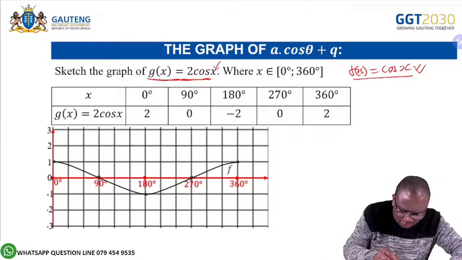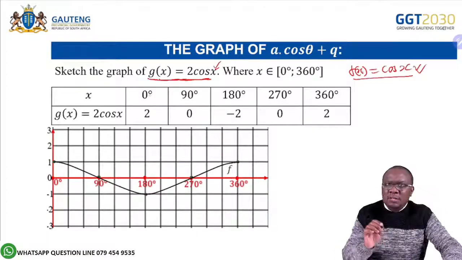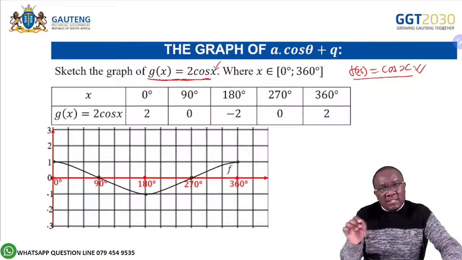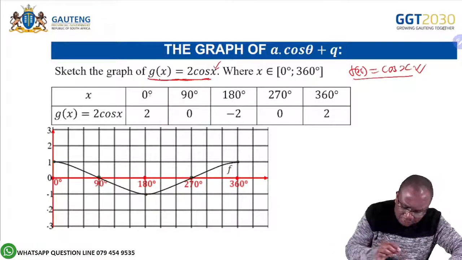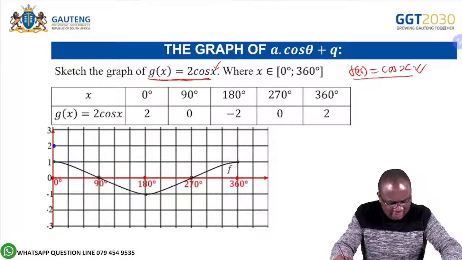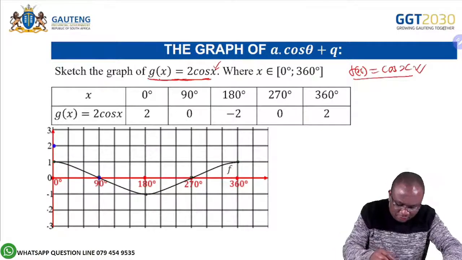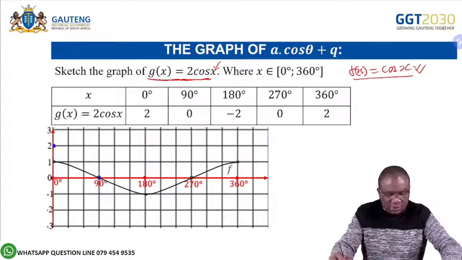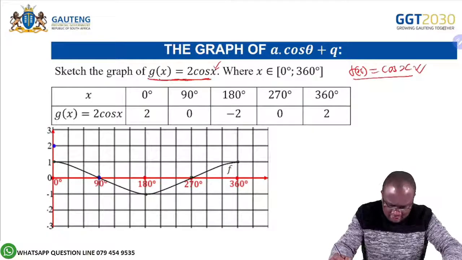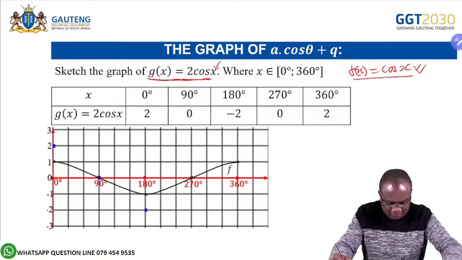0, 2. Now I assume that you know how to get your ordered pairs, isn't it? Your x and y. 0, 2, 90, 0, like that, okay? So 0, 2 is our point there. You see that? 0, 2, and then 90, 0, which is here. The blue dots there, do you see the blue dots? And then 180, negative 2 is there, and then 270 is there, and then 360 degrees, 2 is there. Do you see that? Okay.